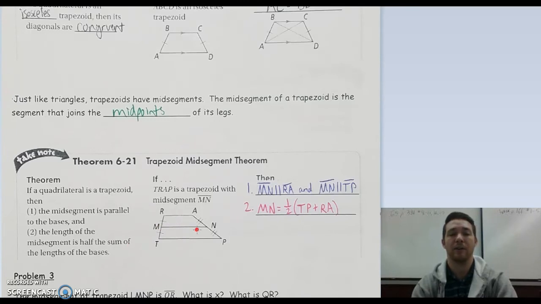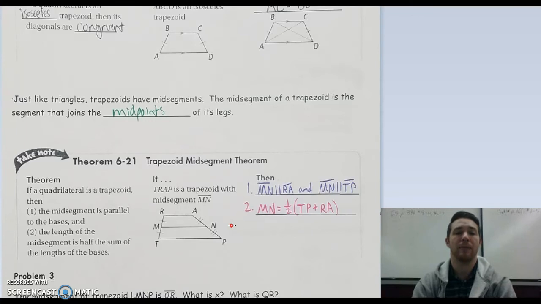In a triangle, it was only parallel to one base because I didn't have that other base at the top. But this time I could say that since MN is a midsegment, it's connecting the midpoints of those two legs. First thing I'd say about that is that MN will be parallel to RA, the upper base, and MN will also be parallel to TP, the lower base. So I can say I have two parallel pairs there.